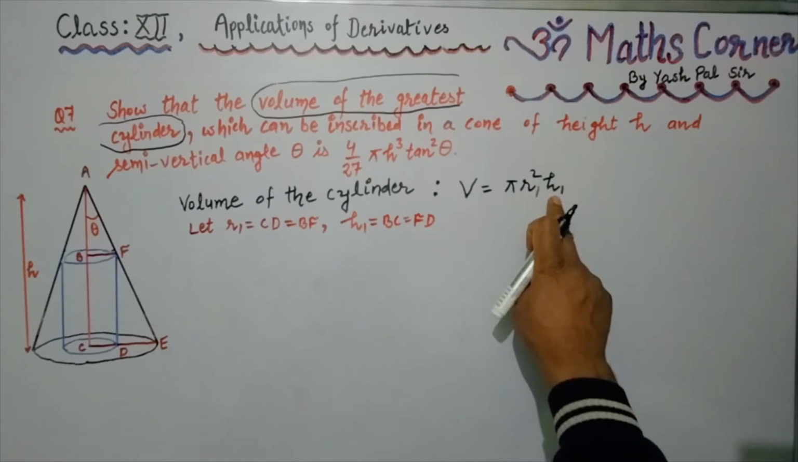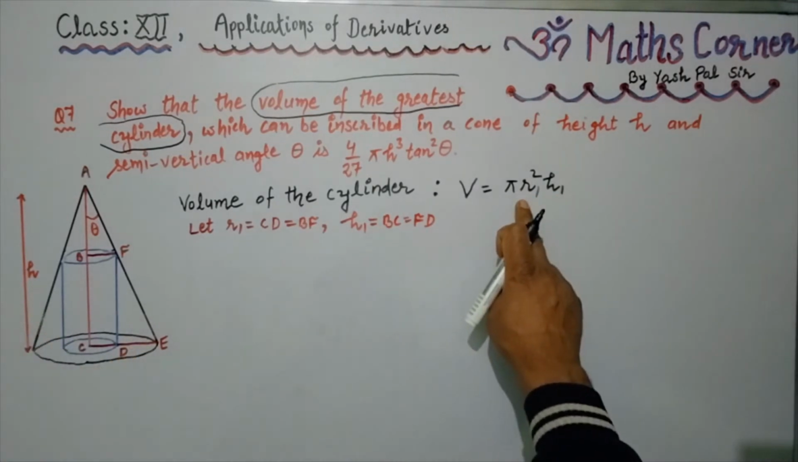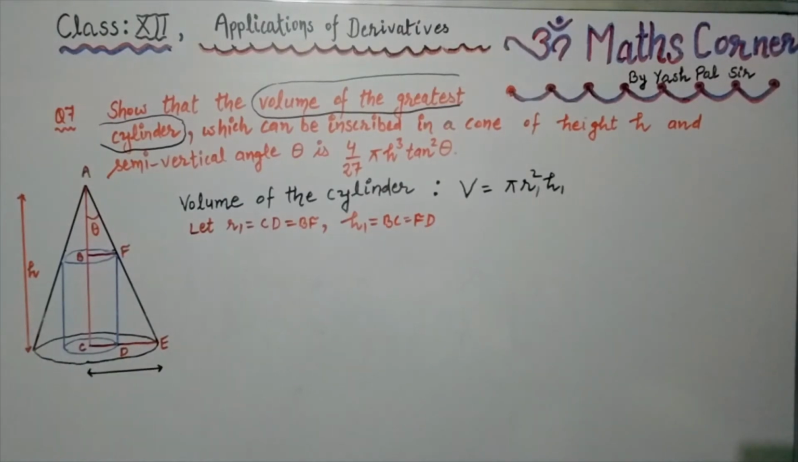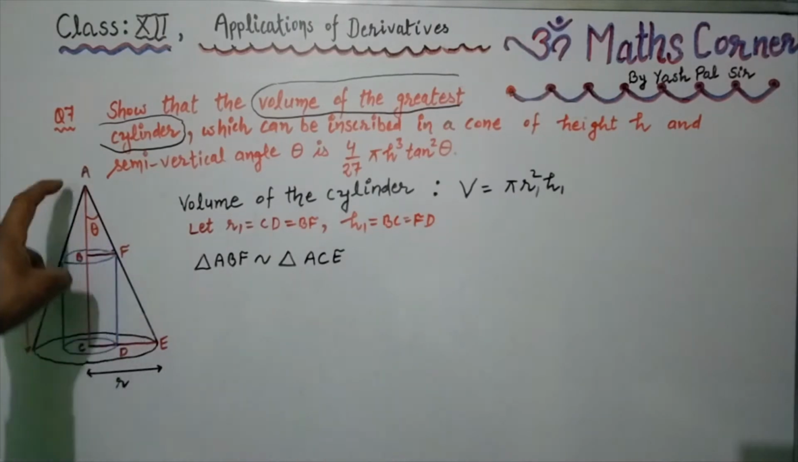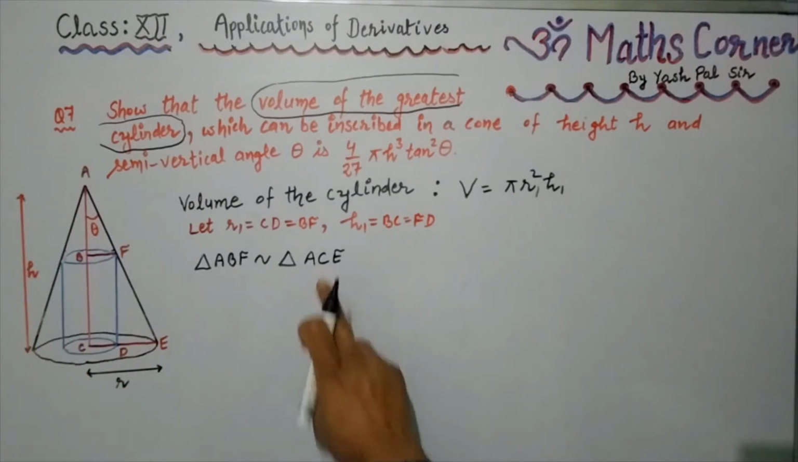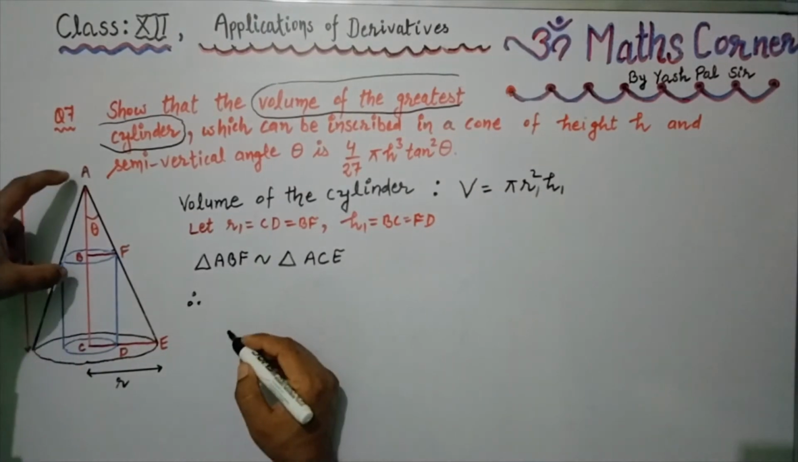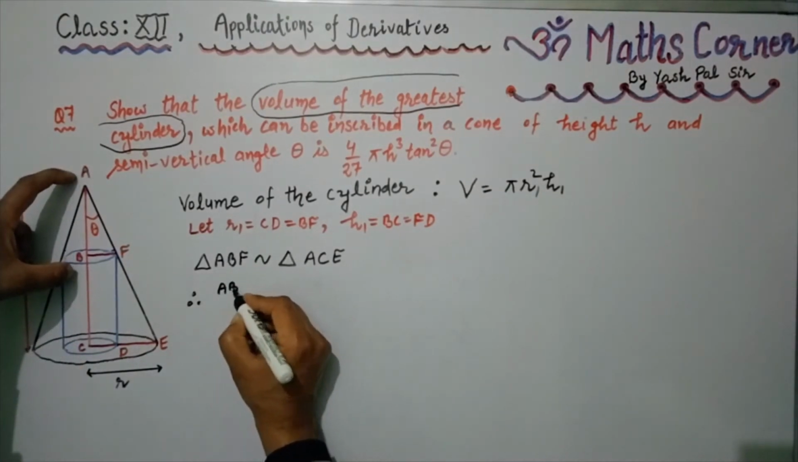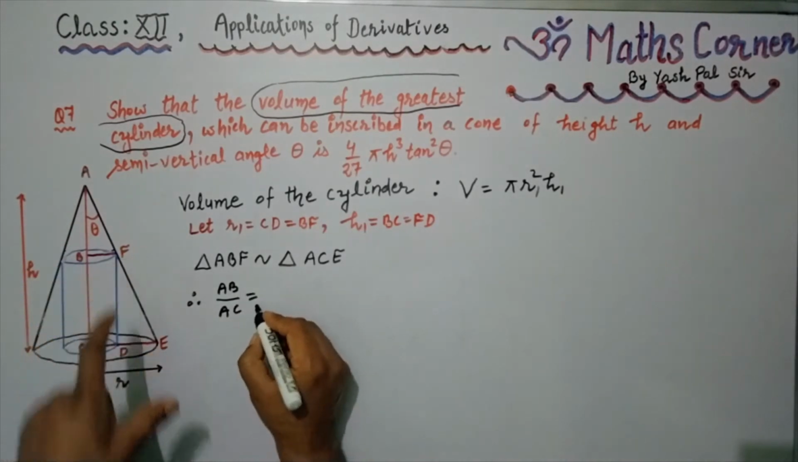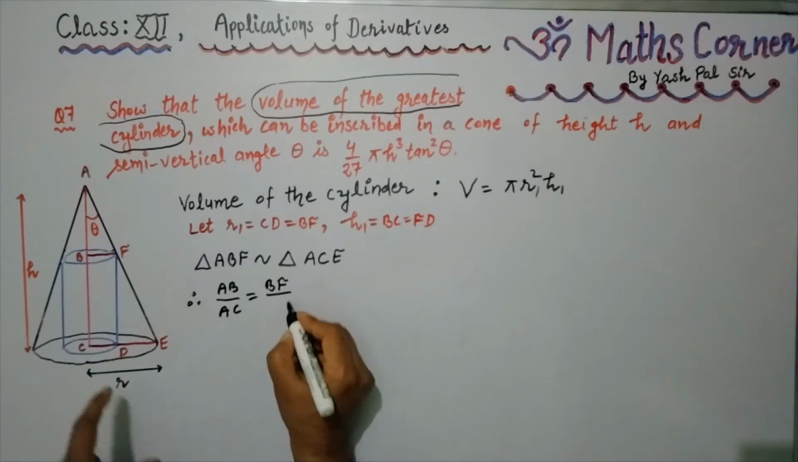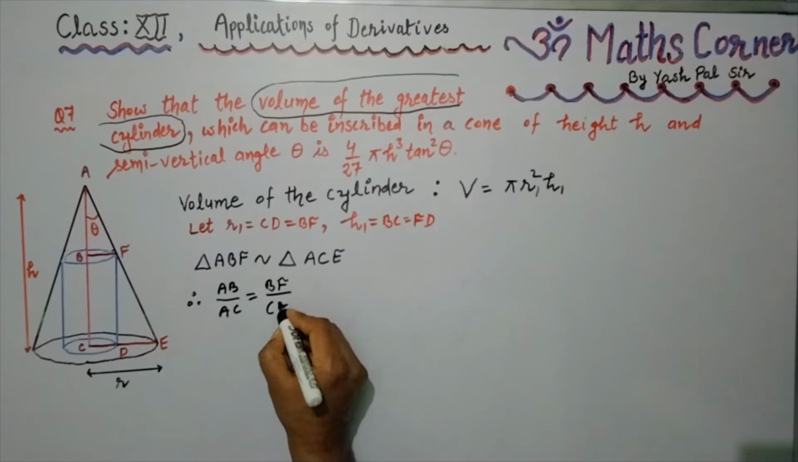Now we have two variables r1 and h1. With the help of the given condition, we have to reduce them into single one variable. Now consider the radius of the base circle of the cone to be equal to r. From this figure, this is clear that triangle ABF is similar to triangle ACE. So we can say AB divide AC equal to BF divide CE.